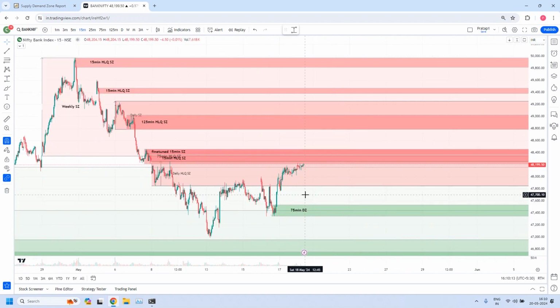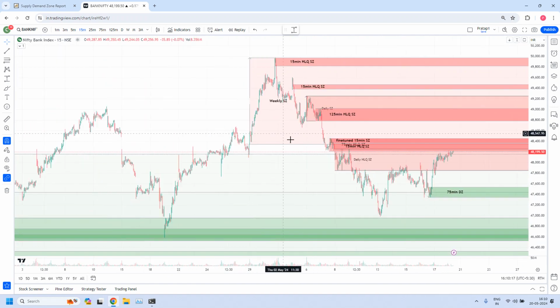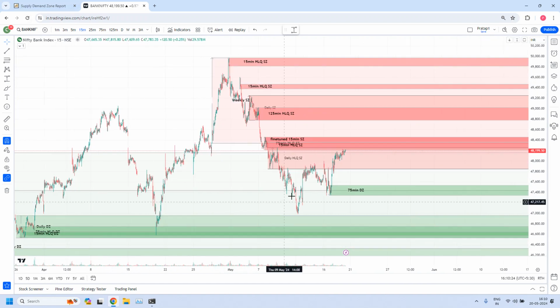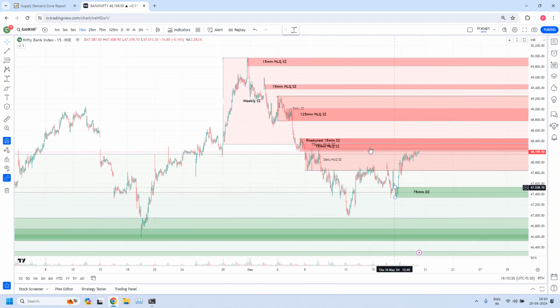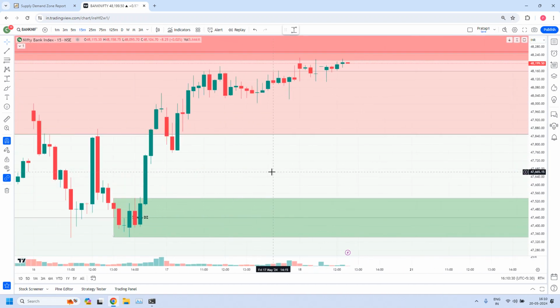So this is a 75 minutes immediately available demand zone, and then we don't have any near. This is the only one nearest to the high liquidity 15 minute zone. You need to fine tune this 75-minute zone, otherwise this zone will be violated.